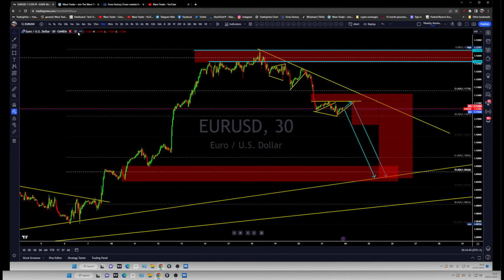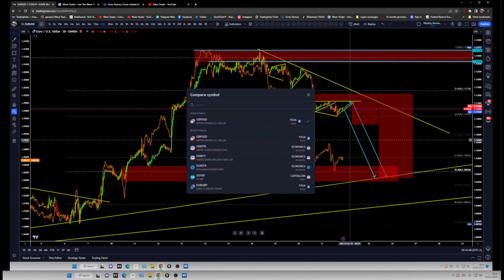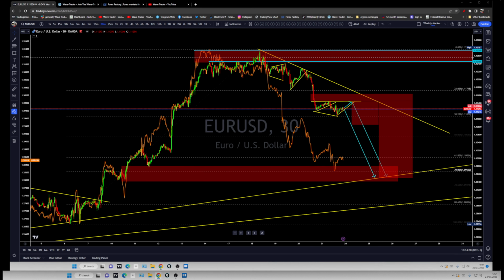So if I pull out pound dollar on it, pound dollar is still ahead. We can see that pound dollar is still way ahead of the euro dollar. So we may see an aggressive drop on euro dollar because of that data, all right?